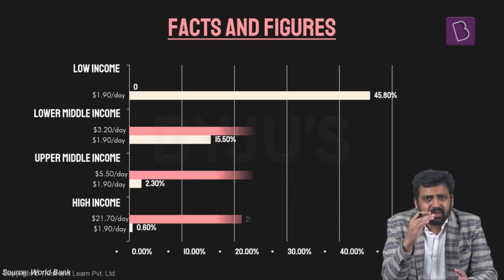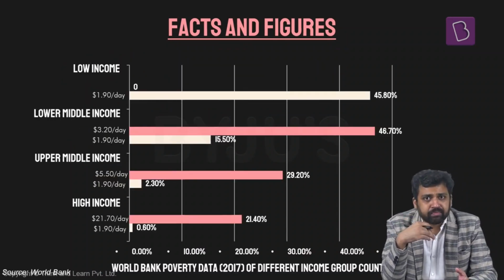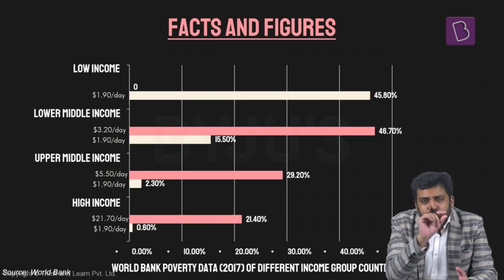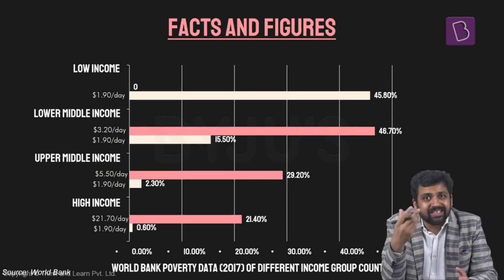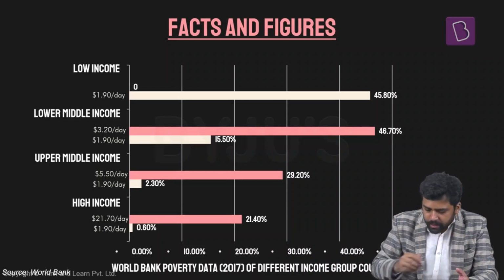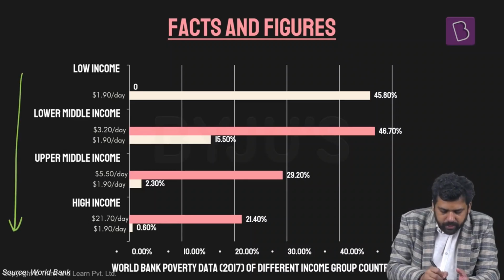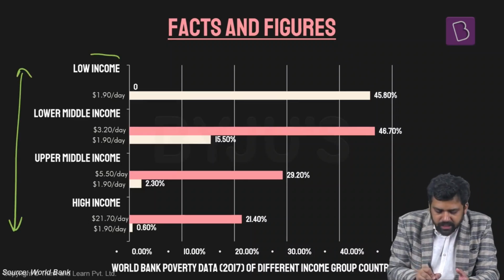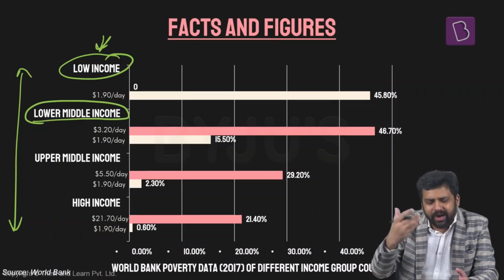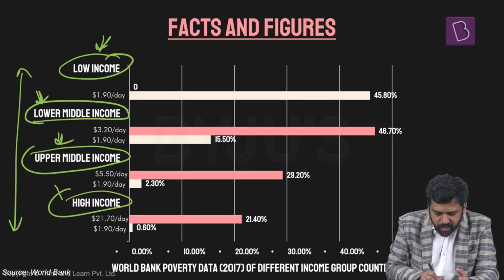On the screen, you can see a graph which basically shows different countries, and these countries are arranged as per their incomes. And for each type of country, you can see the proportion of people who are living on less than $1.9 per day. Right? So on the y-axis, you have countries arranged in terms of their income. The first one is countries which have low income. Then you have countries which have slightly higher income than low income countries, but again, it's not quite high. So these are the lower middle income countries. Then you have the upper middle income countries. Then you have the high income countries.